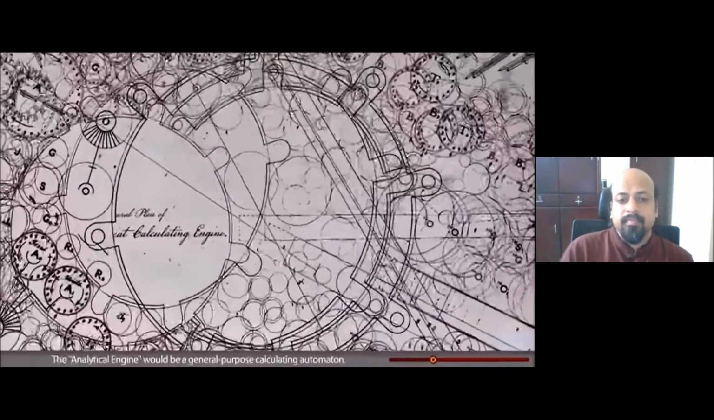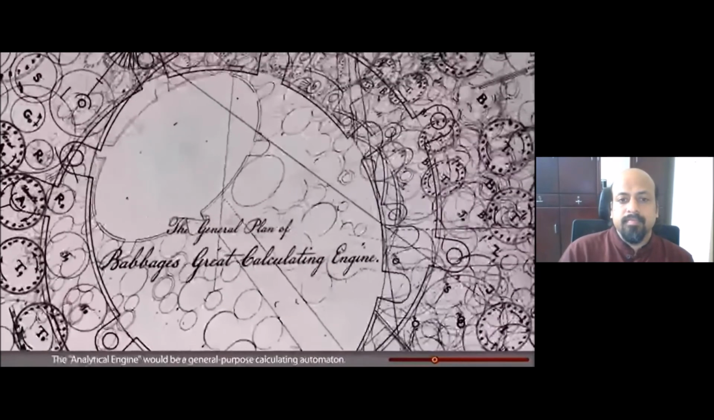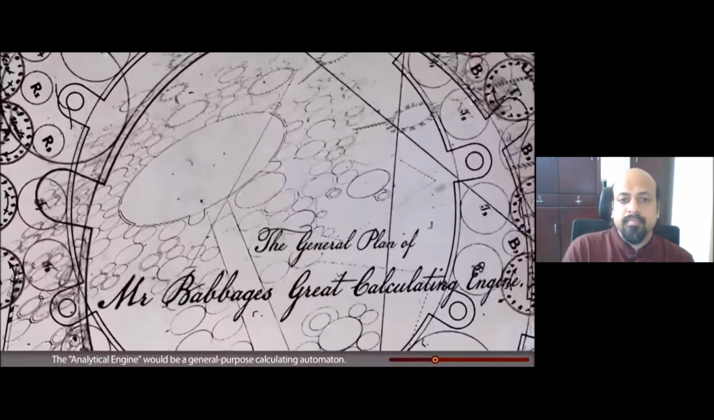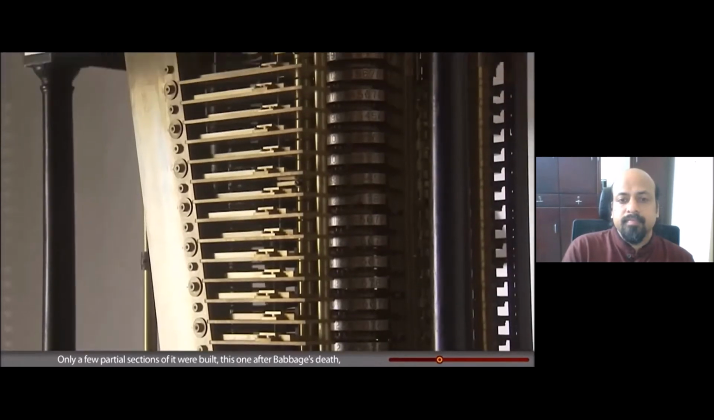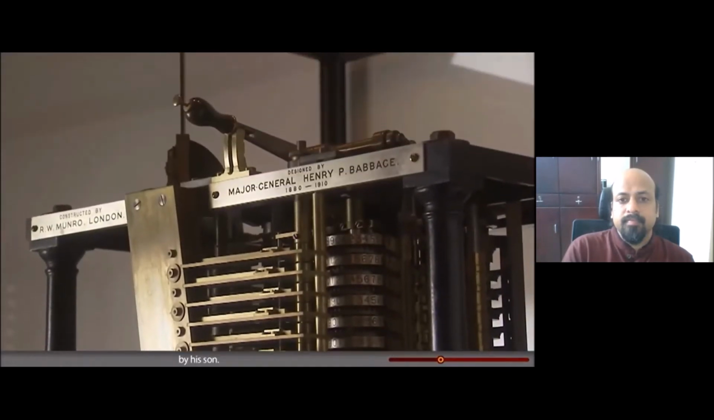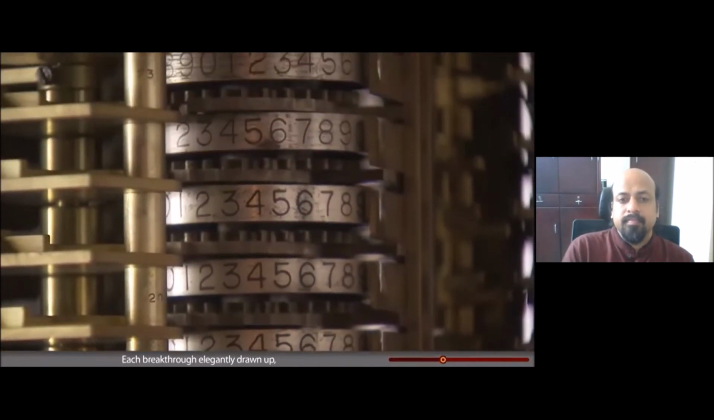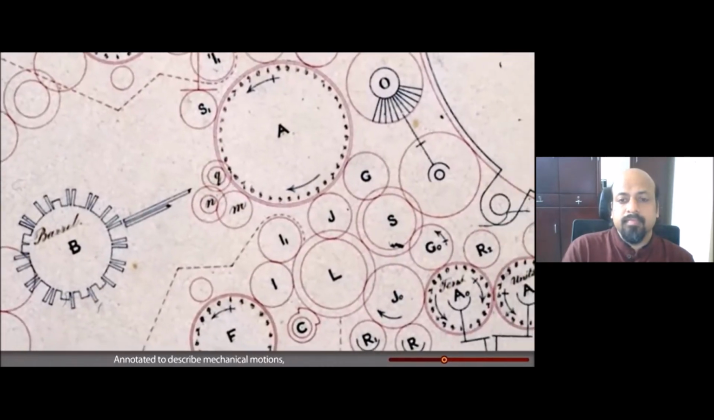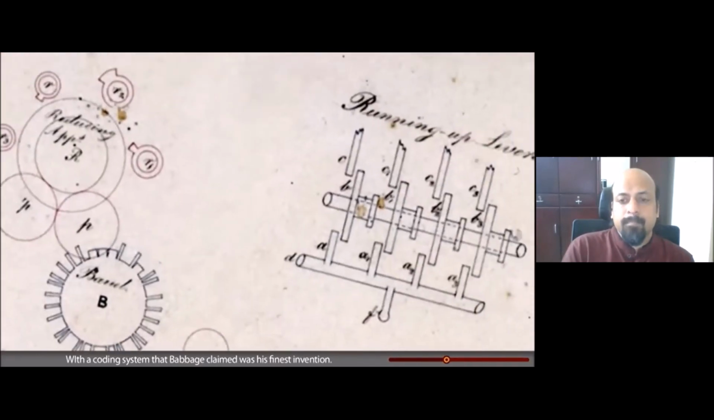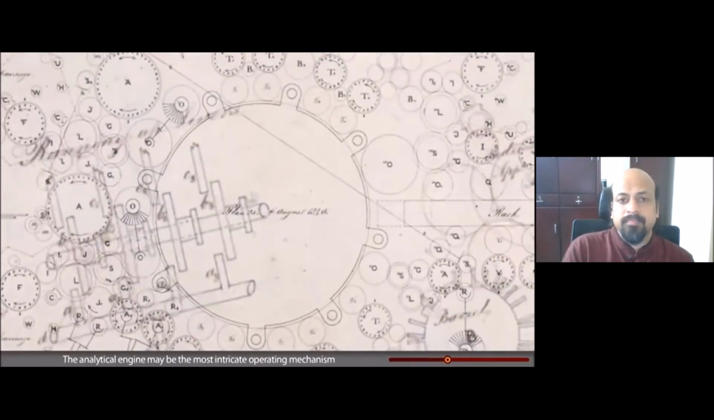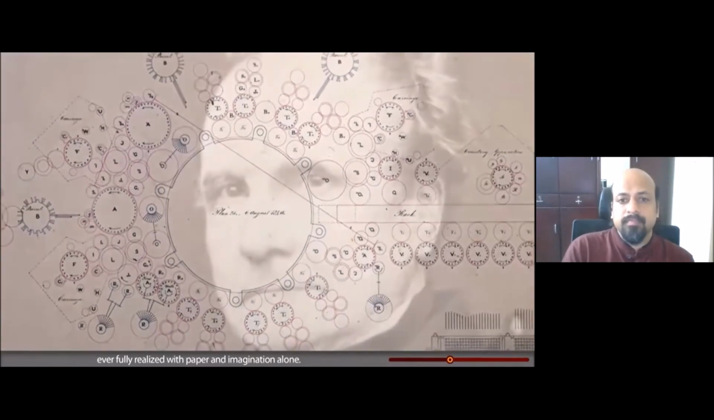The Analytical Engine would be a general-purpose calculating automaton. For most of 30 years, he would revise and improve his notional design. Only a few partial sections of it were built, this one after Babbage's death by his son. The Analytical Engine was an ever-evolving machine. Each breakthrough elegantly drawn up, annotated to describe mechanical motions with a coding system that Babbage claimed was his finest invention. The Analytical Engine may be the most intricate operating mechanism ever fully realized with paper and imagination alone.